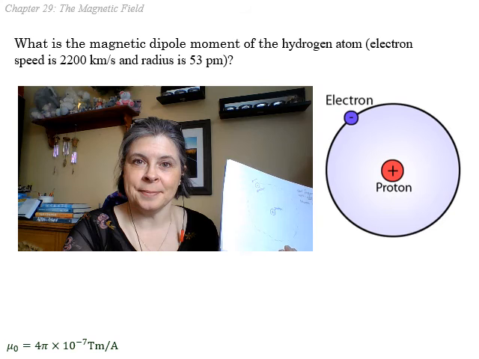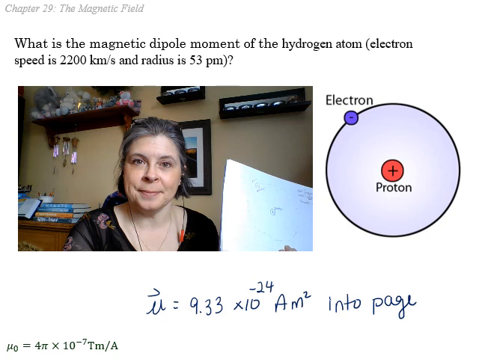So we finish up our problem by writing our magnetic dipole moment as a vector. Mu equals 9.33 times 10 to the minus 24 amps times meters squared, with a direction of into the page. If you prefer, you can define a Cartesian coordinate system and include unit vector notation there.